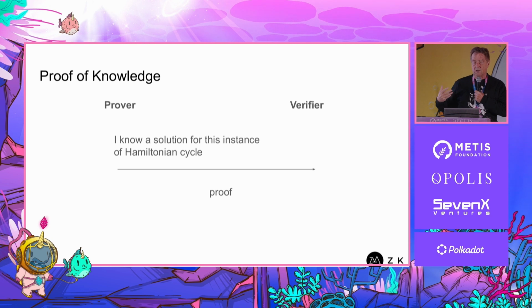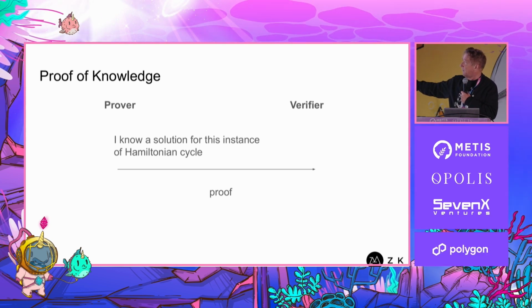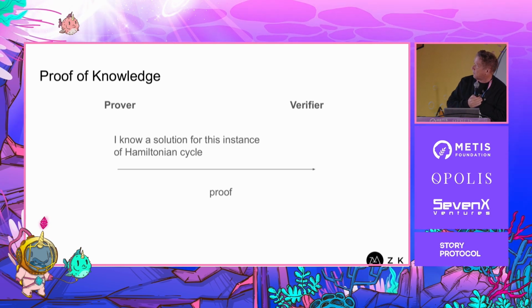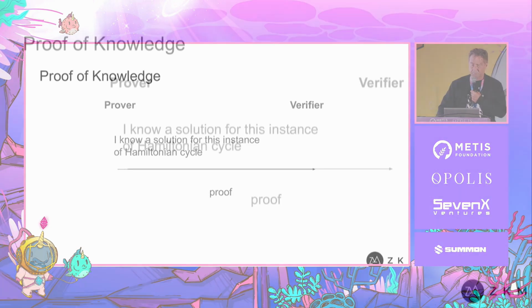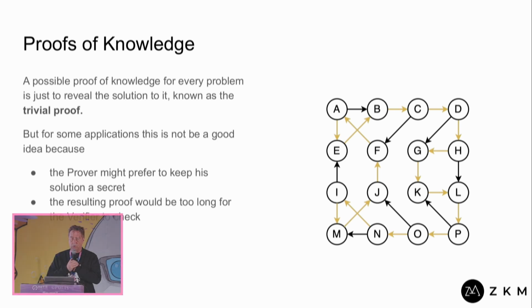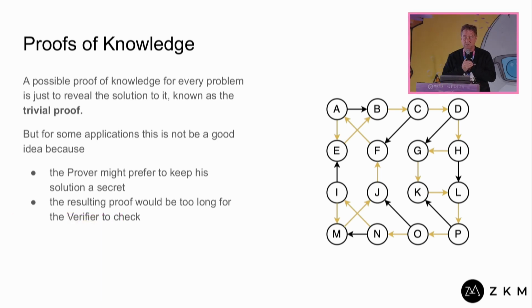So the context that we have is a prover and a verifier, and the prover says, I know a solution for this instance of a Hamiltonian cycle, and it provides the proof. Now, for every proof of knowledge, there exists the trivial proof, which is just the full answer. But for some contexts, some applications, this is not a good idea, because there are two contexts.